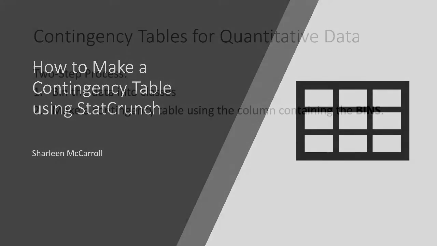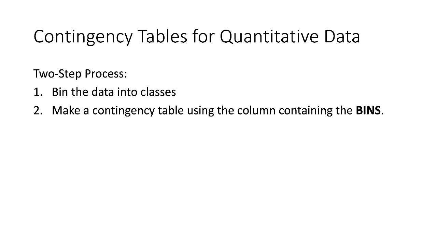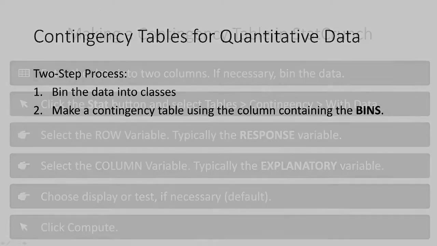Let's get started. If you're trying to make a contingency table for quantitative data, please know that there are usually two steps to this process in StatCrunch. You first have to start by binning the data into classes, then you can make a contingency table using the column containing the bins. If you need help binning the data, please see the additional videos linked in the description below. Let's go ahead and learn how to make a contingency table.